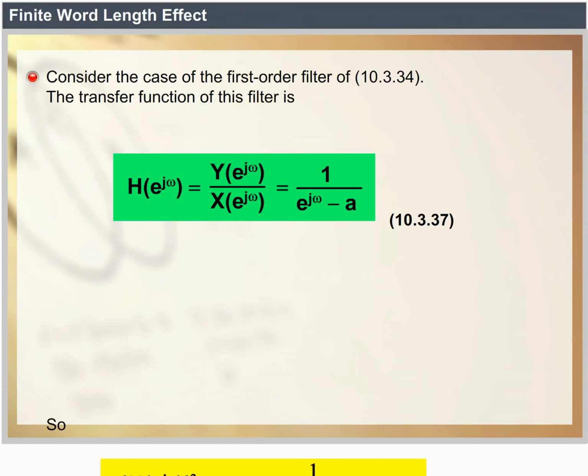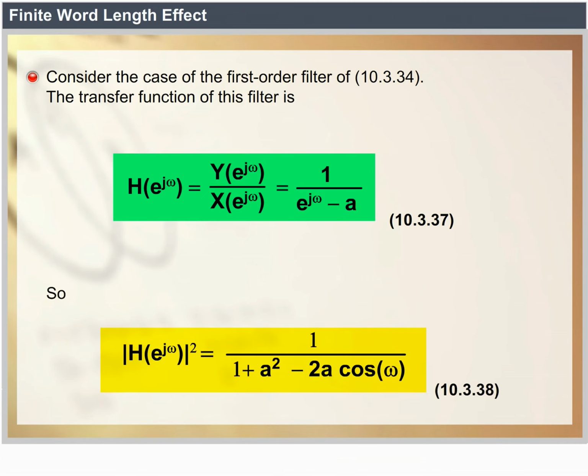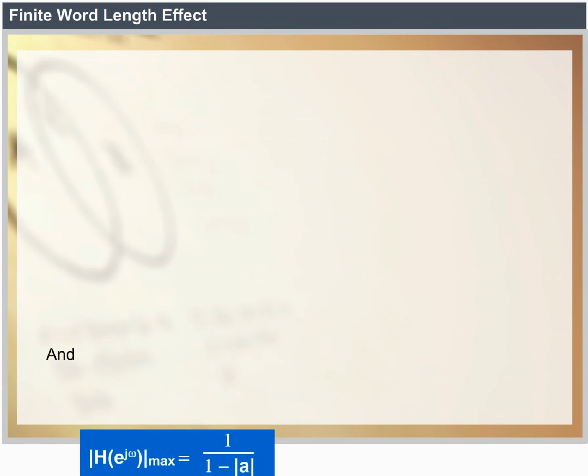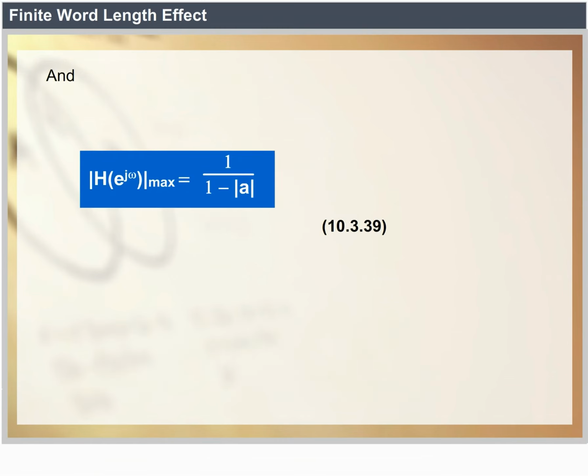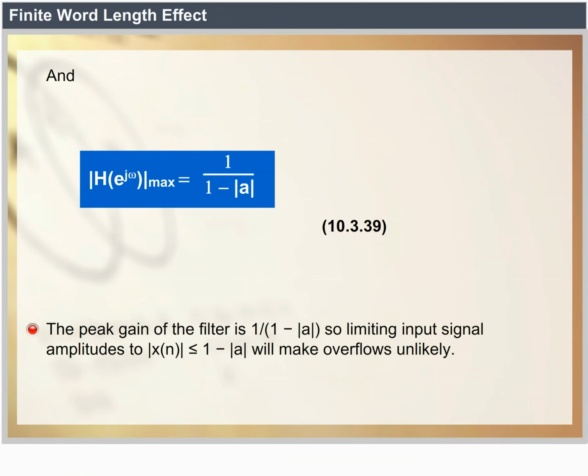So, |H(e^jω)|² = 1/(1 + a² - 2a cos ω), equation 10.3.38. And the maximum of |H(e^jω)| = 1/(1 - a), equation 10.3.39. The peak gain of the filter is 1/(1 - |a|). So, limiting input signal amplitudes to |x(n)| ≤ 1 - |a| will make overflow unlikely.